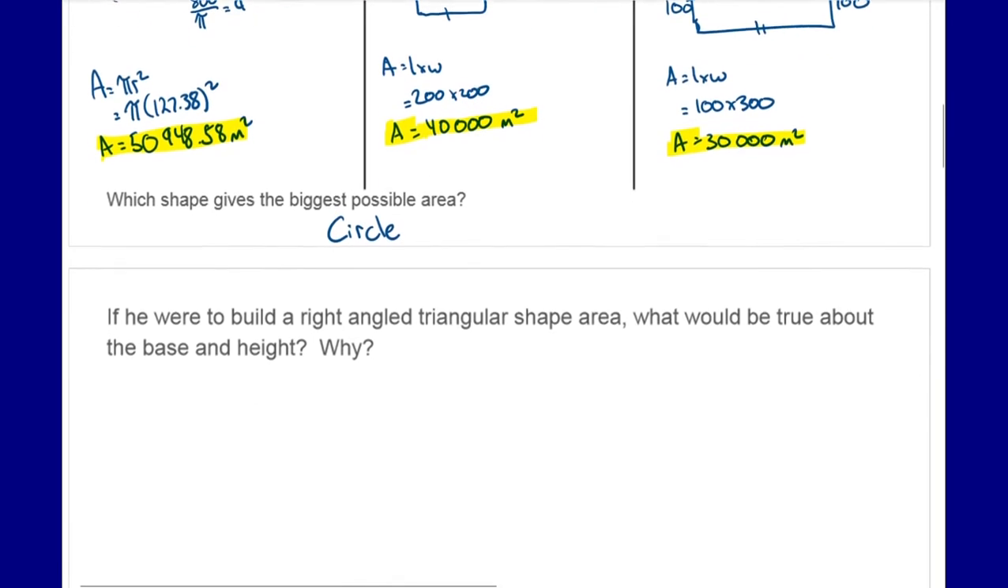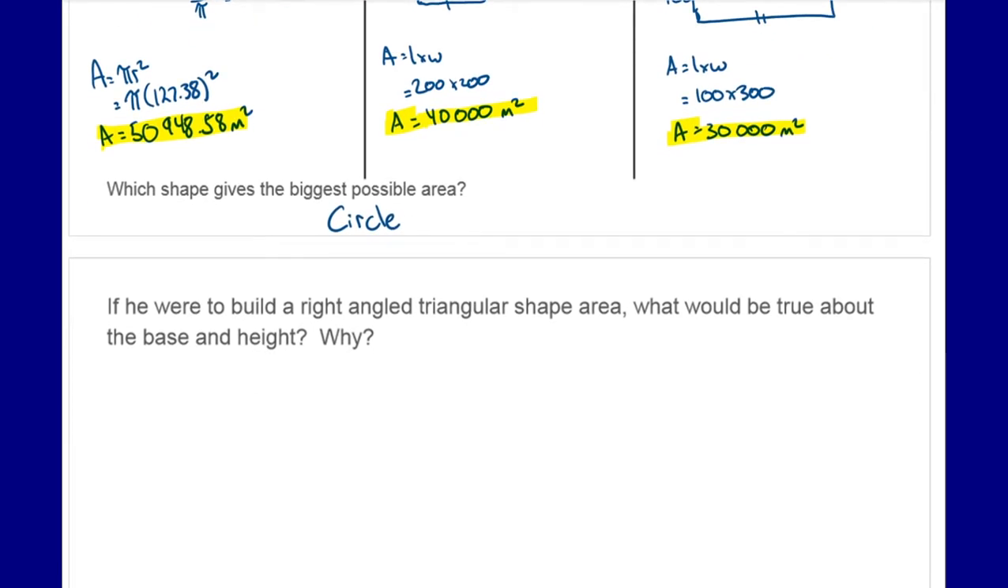If you were to build a right-angled triangular shaped area, what would be true about the base and the height? If you were to decide to come up with a triangle, we have the height of our shape and we have the base of the shape.